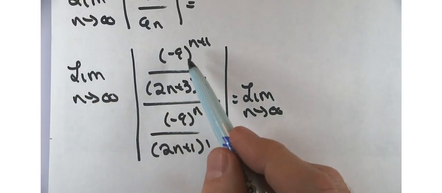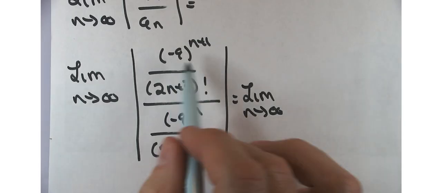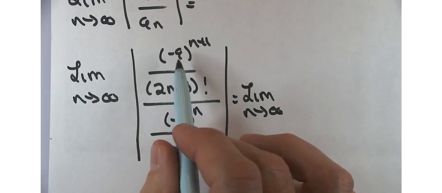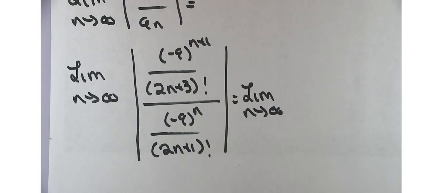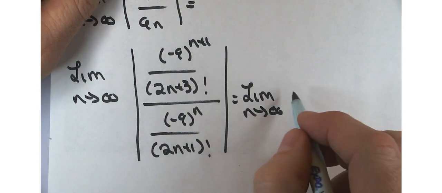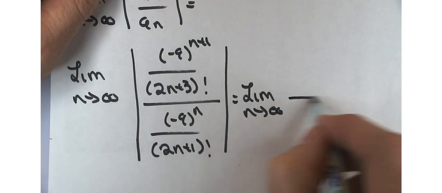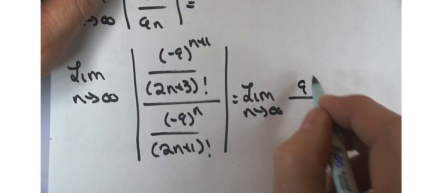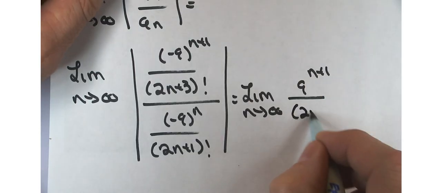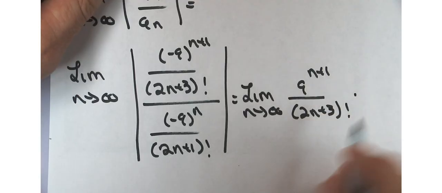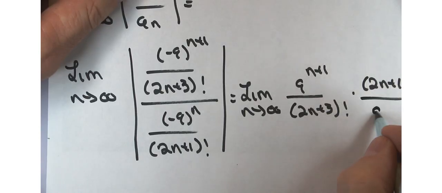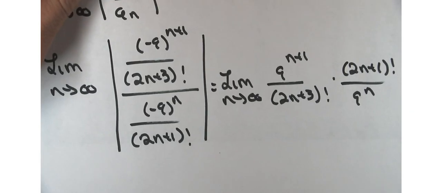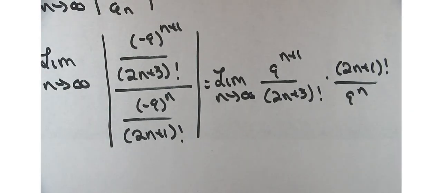Now one more question for you. Take a look inside here. We've got some negative 9 to certain powers. Are those negative signs going to make a difference in the long run? No. Why not? Yeah, because we got the absolute value. Let me just get rid of those right away because they're getting kind of annoying to write. So it's just going to be 9 to the n plus 1 over 2n plus 3 factorial times the reciprocal here, which is going to be 2n plus 1 factorial over 9 to the n. And so now I got to clean that up and work with that moving forward.